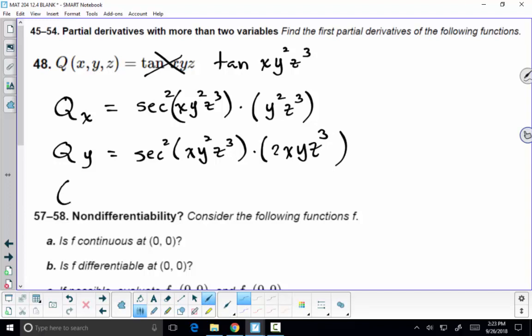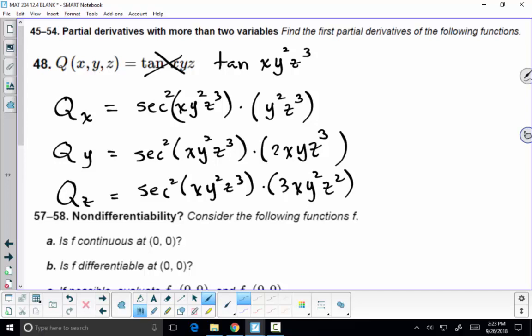And how about q sub z? Same for the outside. And then the derivative of the inside, or the partial with respect to z? 3xy squared z cubed. Yep, 3xy squared z squared. Oh, z squared. Is that what you said? I said cubed. Cubed squared. Yeah, I forgot to subtract 1. Yeah. Subtract 1.